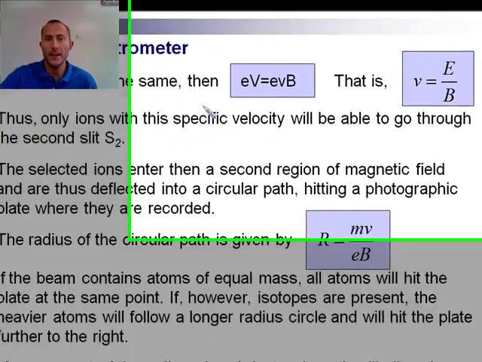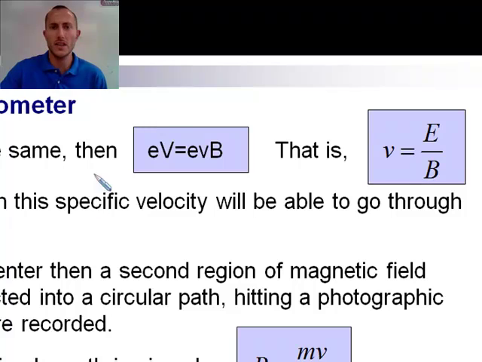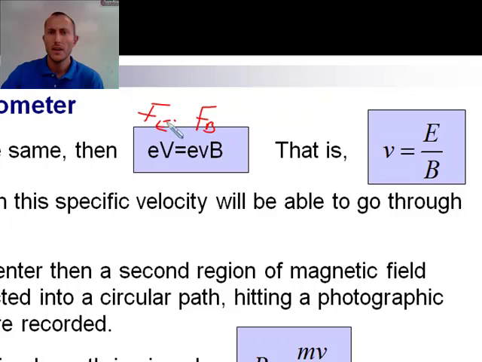Now if the forces are the same, then qE, the electric force, is equal to qvB, the magnetic force. If we rearrange that, we get the velocity, v, is equal to E over B, the electric field strength divided by the magnetic field strength. What that means is only ions that have a specific velocity are going to make it through the second slit. So we can control what ions pass through.